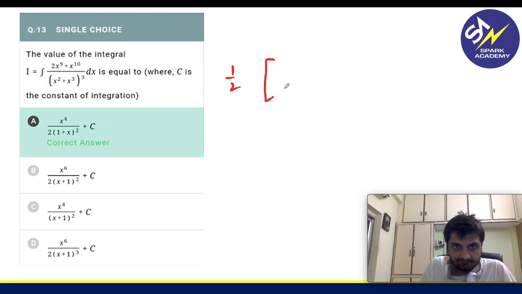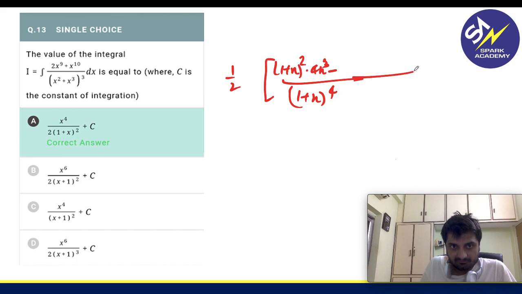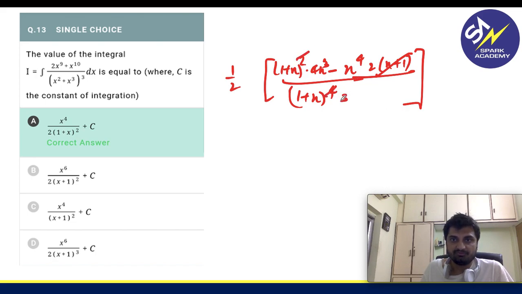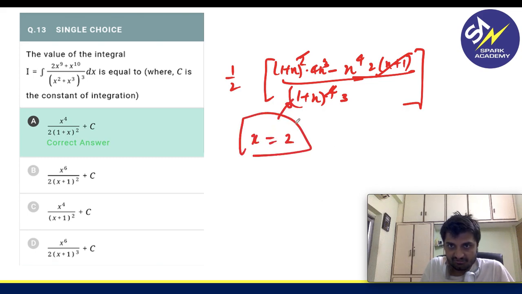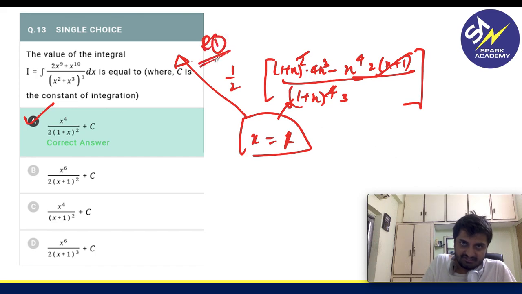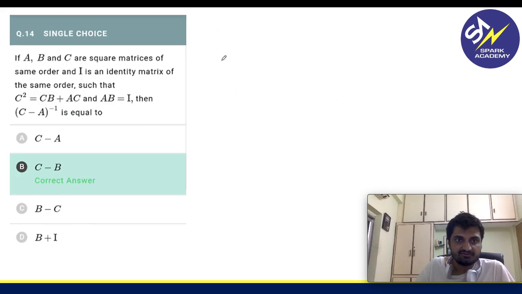1 by 2 common. The denominator v square means 1 plus x whole power 4. So v into the derivative of x square is 4x cube, minus u into x power 4 into the derivative of 1 plus x square, which is 2 times 1 plus x. This is what we are having. So 1 plus x is common everywhere, so I can write 1 plus x whole cube. Now you can give x value as 2 in the question or x value 1 in the options. I think you'll get A as your answer. Very simple, round 1. Just an indefinite integral, so we are differentiating on both sides.